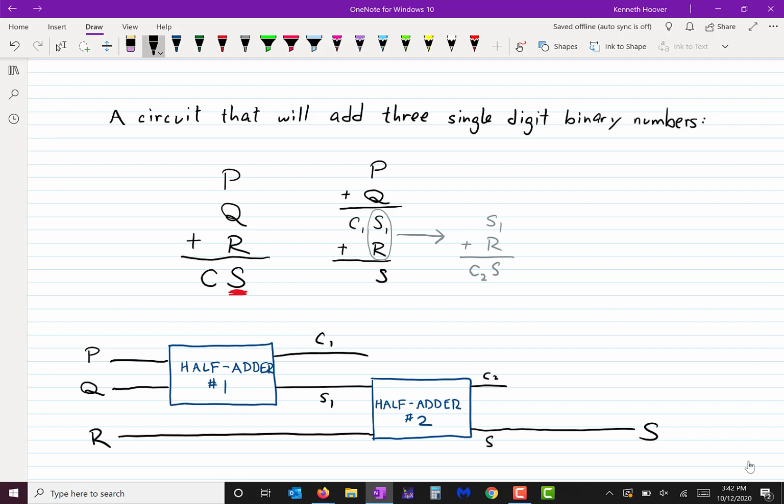Okay, now what we need to talk about is what to do with this C2, and also, by the way, what to do with this one, the C1. Okay, so let's think about this. Let's just do all the different cases.